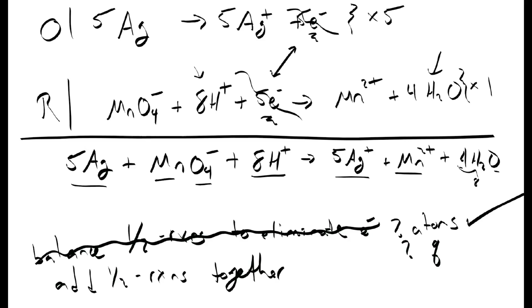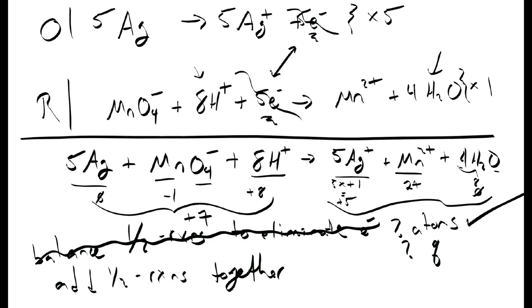Next up, we're going to check that our charges are balanced. We have 0, -1, and +8. Add those all together, you get +7 on the left. Here we have 5 times 1 equals +5, and +2, and 0. Add those all together, you get +7 on the right. So charges balance! Huzzah! That means we're good to go. This is the balanced redox reaction.